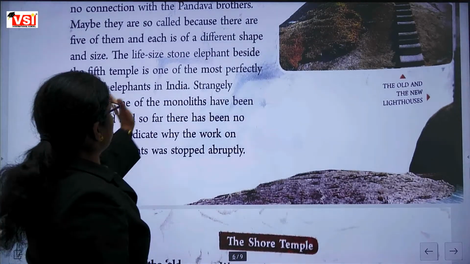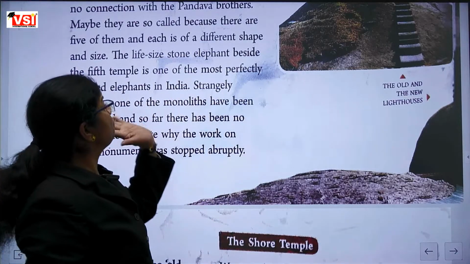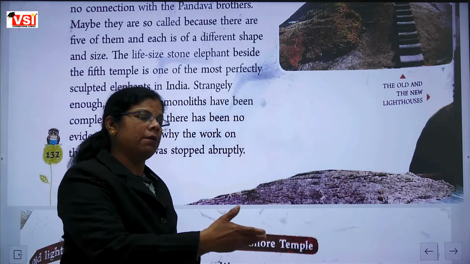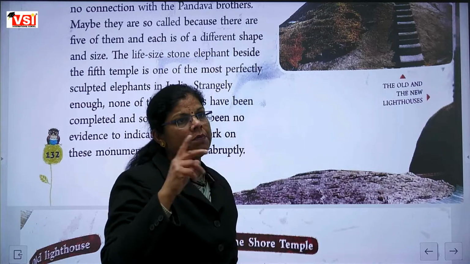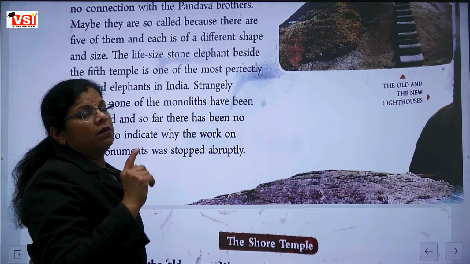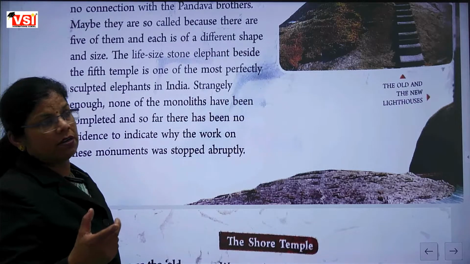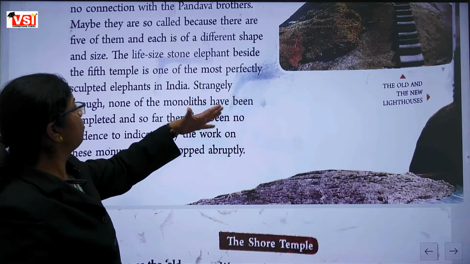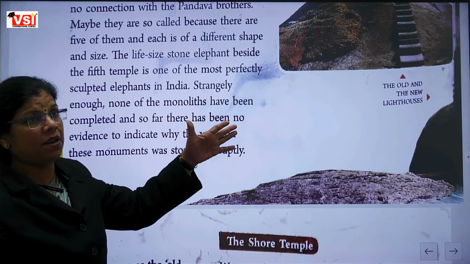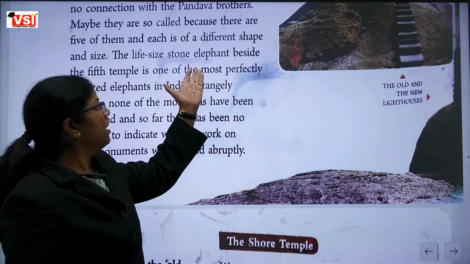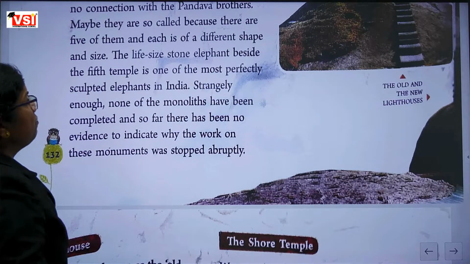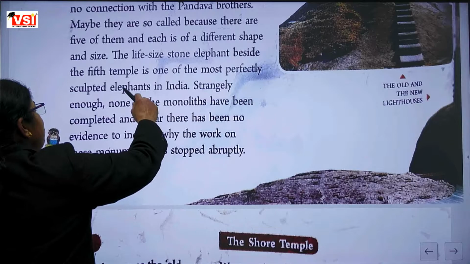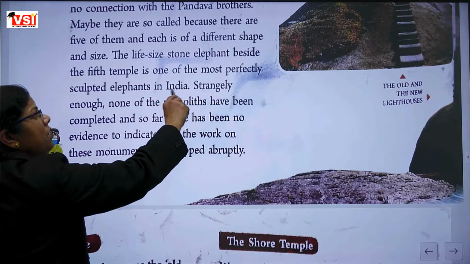The life-size stone means the big-size stone elephant beside the fifth temple. Beside the fifth temple means beside the last big temple of the 5 rath-shaped temples called the Panch Pandavas Rathas, there is an elephant statue. Beside that, an elephant sculpture is also made.